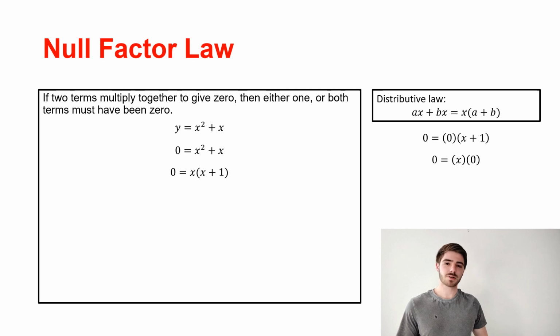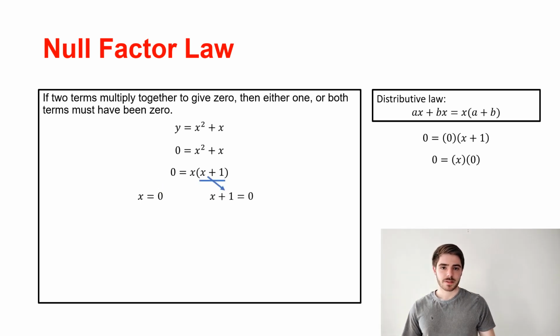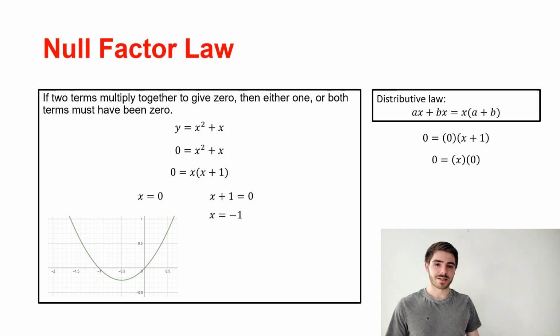So firstly, let's look at the case where x equals 0. That's fairly straightforward, because x simply equals 0. Now, let's look at the case where x plus 1 equals 0. If we rearrange this equation, we'll find that x equals negative 1. If we look at the graph, this actually tracks with what we see. We see an intercept at x equals 0, and an intercept at x equals negative 1.